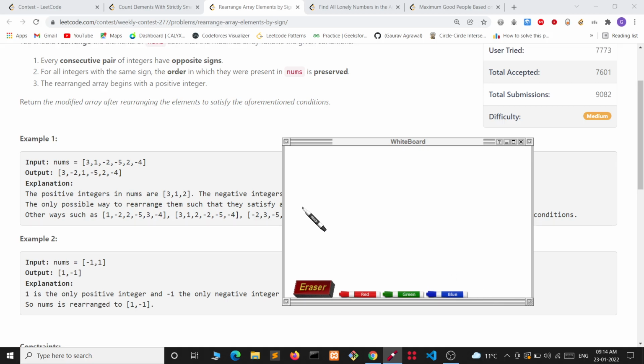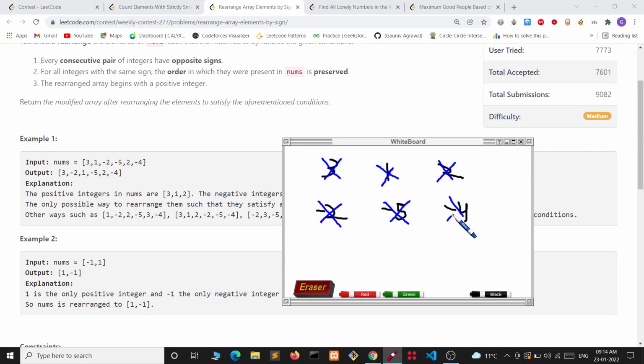This is the example we are given: 3, 1, minus 2, minus 5, 2, minus 4. Let's first see all the positive elements. The positive elements are 3, 1 and 2, and the negative elements are minus 2, minus 5 and minus 4. And we have to start with a positive integer. So first we take 3, then minus 2, then 1, then minus 5, then 2, and then minus 4.